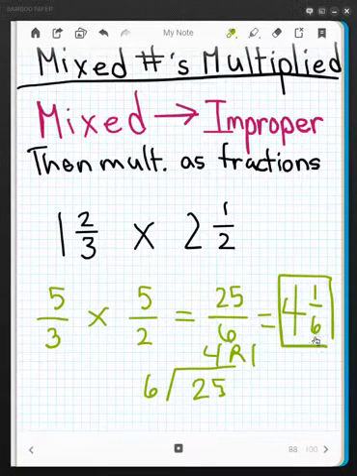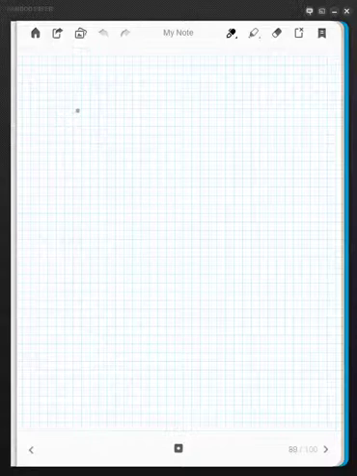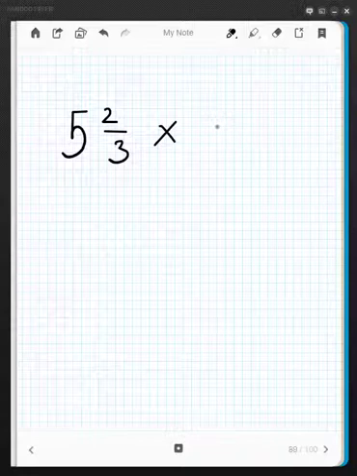All right, let me make one up for you, and you can give it a try, and then we are done with multiplication. Let's see, how about 5 and 2/3? And let's multiply that by 1 and 1/2. How's that? All right, go ahead and give that one a try on your own. Pause the video, do it, and come back and check it.